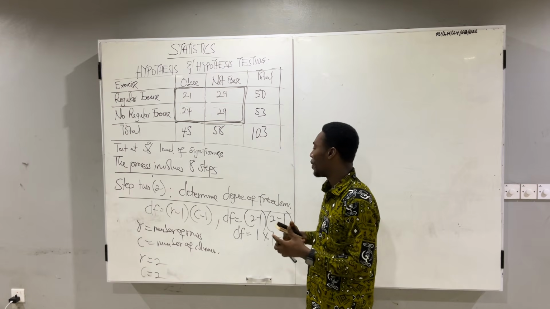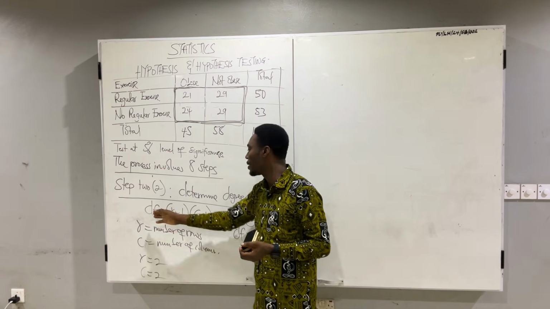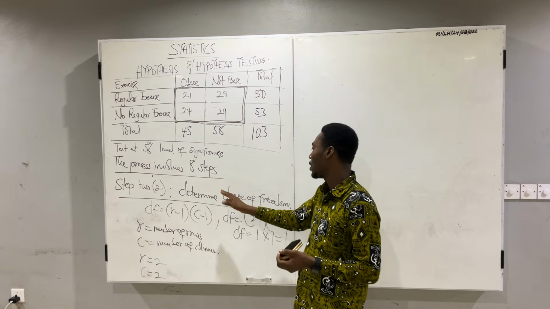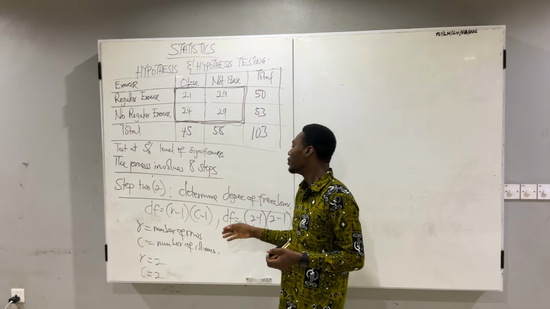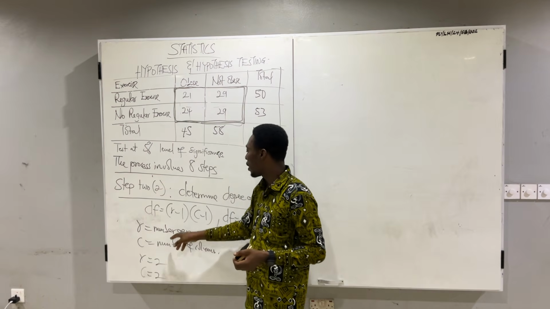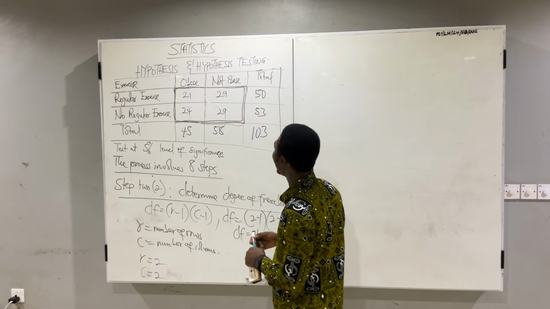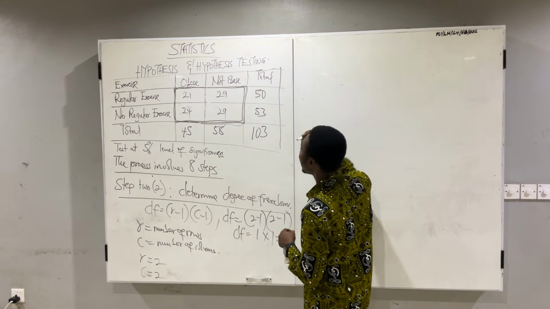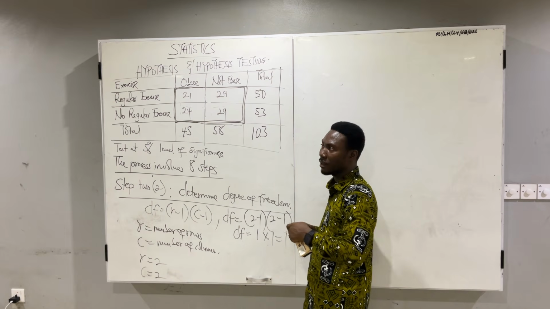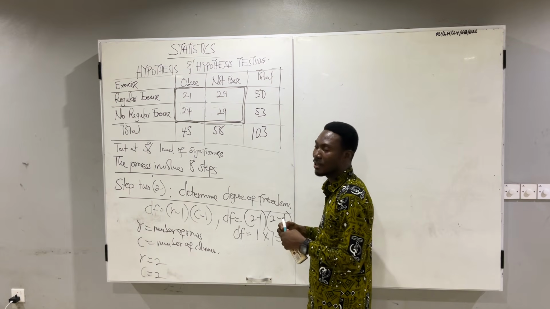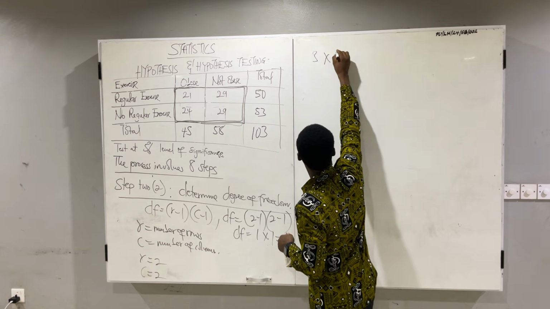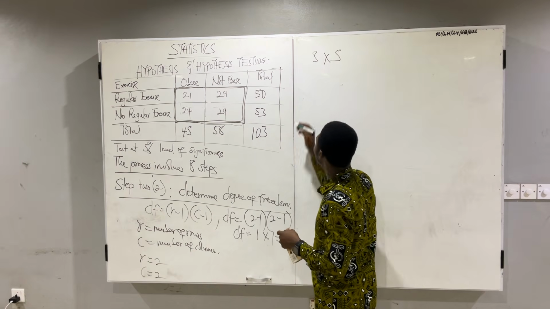Simple as that. Again, you can also state the formula: df is equal to r minus 1, close the bracket, c minus 1. Then you do the r, which is 2. And we can give you an MCQ question and tell you that, okay, John is calculating a chi-square test on a 3 by 5 table. Calculate the df.